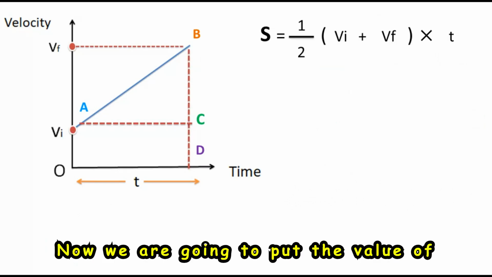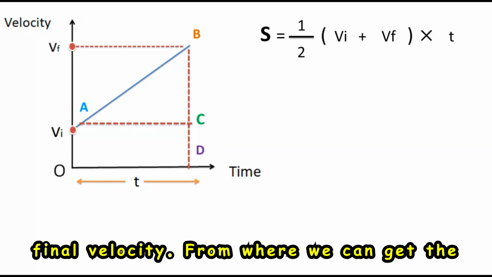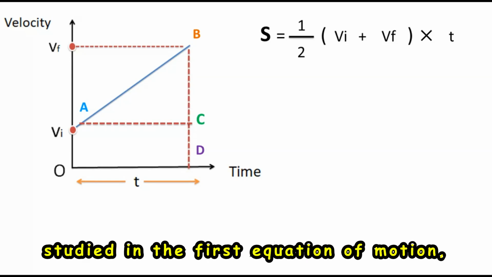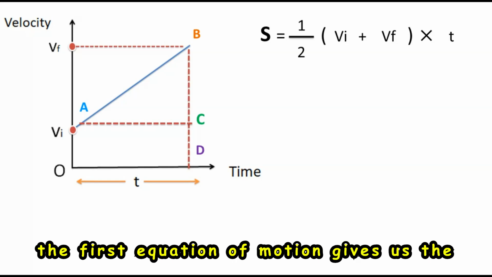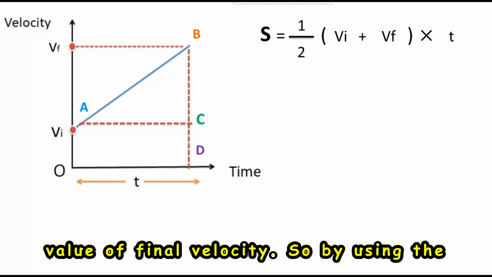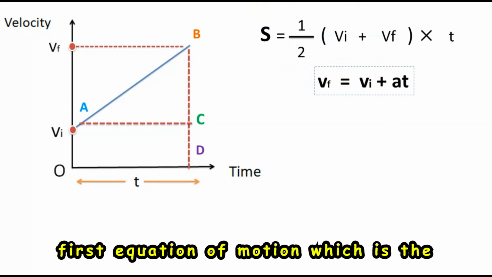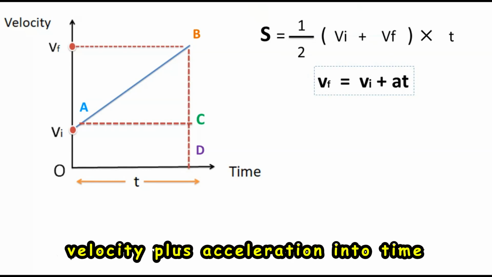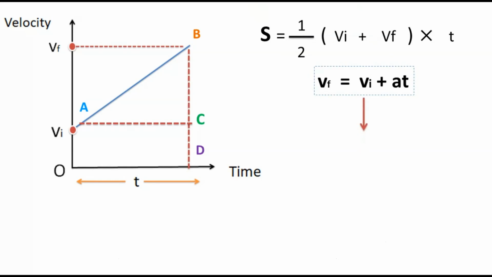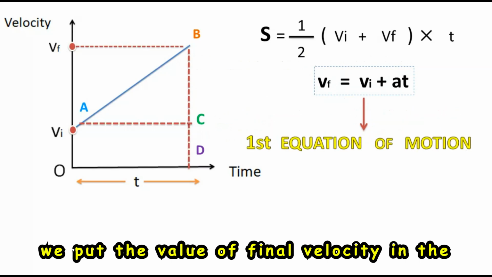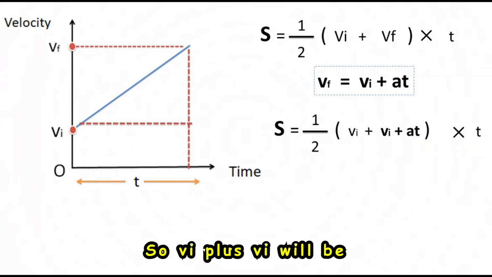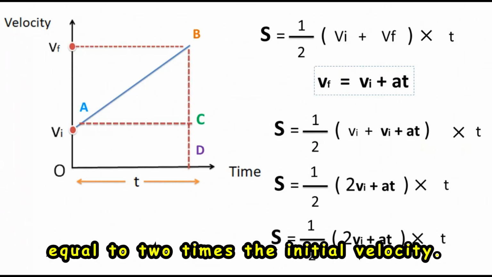Now we are going to put the value of final velocity. From where can we get the value of final velocity? As we have studied, the first equation of motion gives us the value of final velocity. So by using the first equation of motion, which is final velocity equals initial velocity plus acceleration times time, we put the value of final velocity in the equation. So Vi plus Vi will be equal to 2 times the initial velocity.